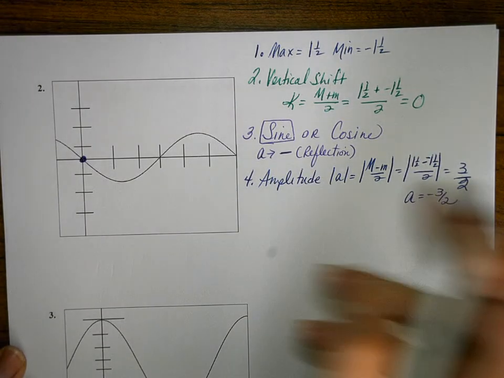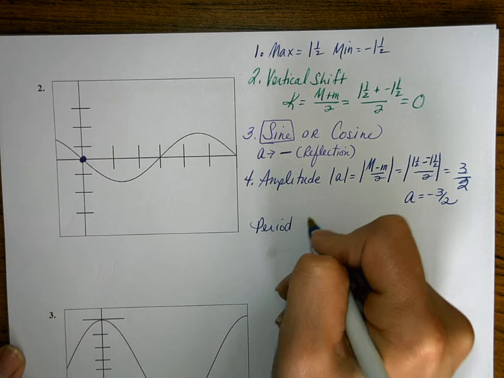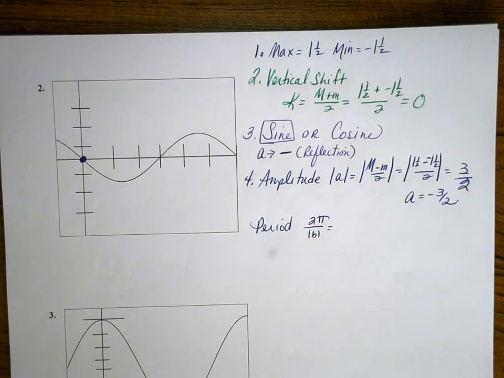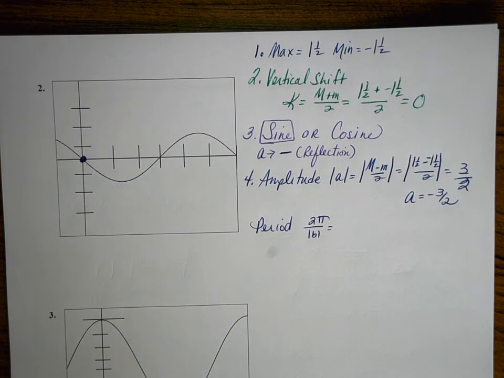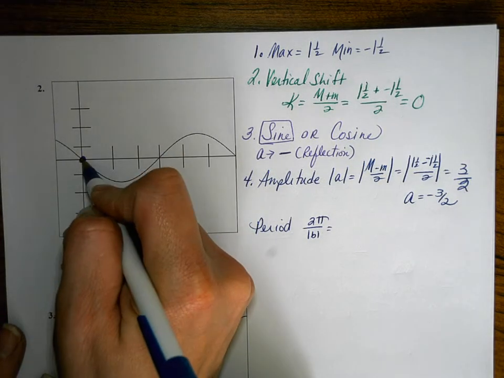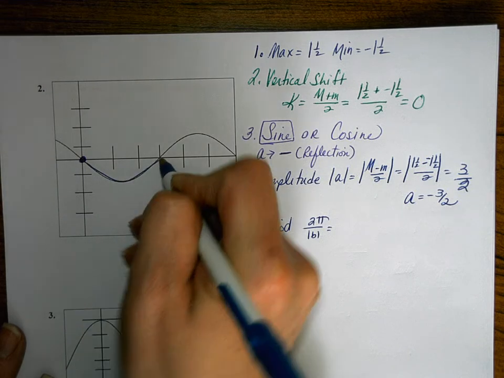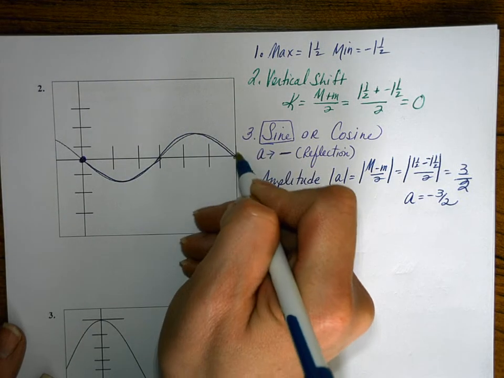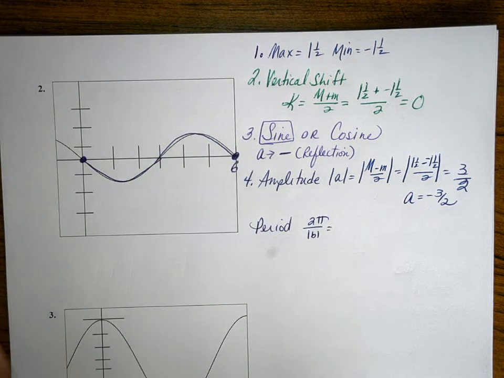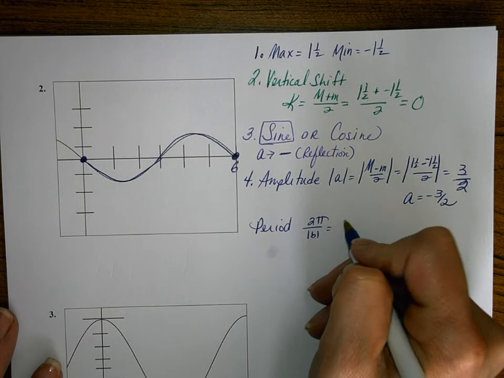All right. Then the period. The 2 pi over the absolute value of B. Now, in this case, what is the period of this graph? 6, okay, because through one cycle, from my x-intercept to my minimum, back to the x-intercept, to the maximum, back to the x-intercept, I travel a distance of 1, 2, 3, 4, 5, 6 units. So the period, 2 pi over the absolute value B, is equal to 6.